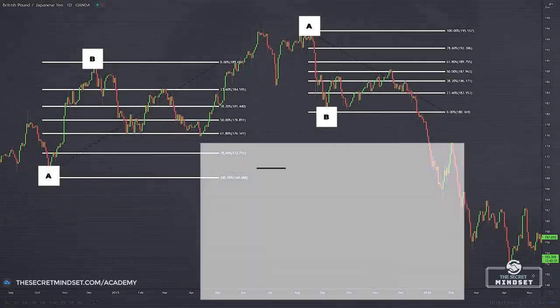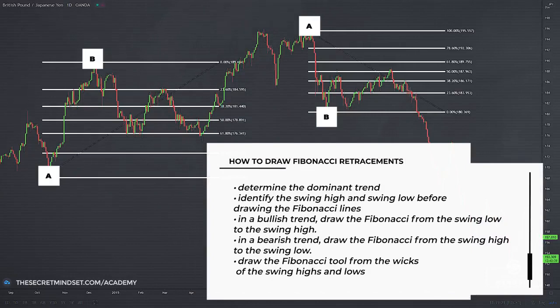You determine the dominant trend. You identify the swing high and swing low before drawing the Fibonacci lines. In a bullish trend, draw the Fibonacci from the swing low to the swing high. In a bearish trend, draw the Fibonacci from the swing high to the swing low. And you will be drawing the Fibonacci tool from the wicks of the swing highs and lows.